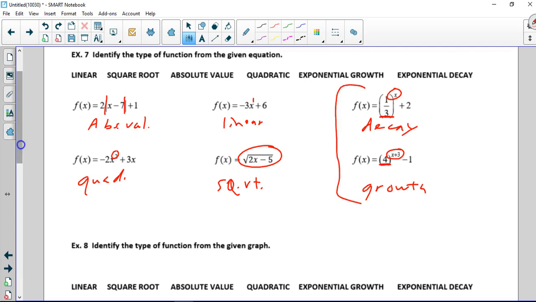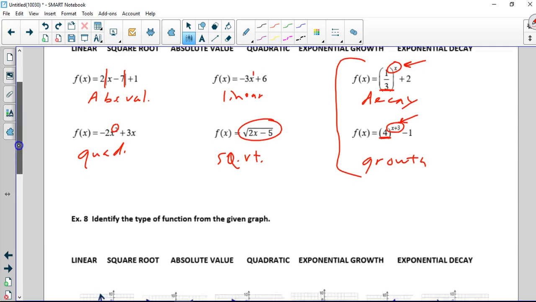Notice both of these are exponential because they have exponents up there. We're taking a number or a number to an exponent. That's where our x is. The x is in the exponent spot.